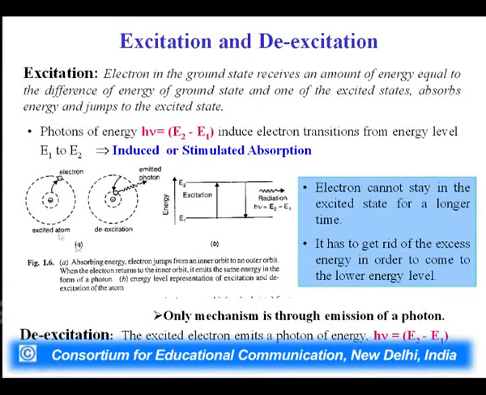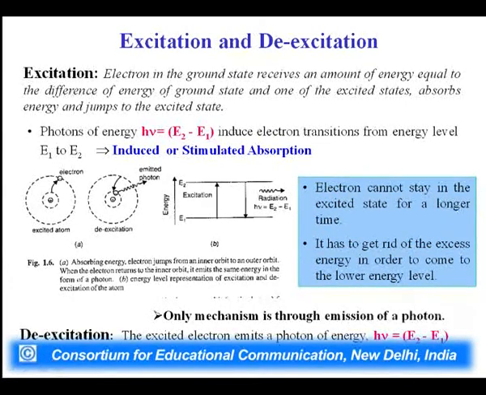In diagram A, we can see that this is the ground orbit and this is the higher orbit. The electron jumps from the lower orbit to the higher orbit, which means the electron is excited to the higher state. In the second diagram, it is at the higher level and it is de-excited to the ground level by emitting a photon. The electron cannot stay in the excited state for a longer time. It has to get rid of excess energy in order to come to the lower energy level. The only mechanism is through emission of a photon.